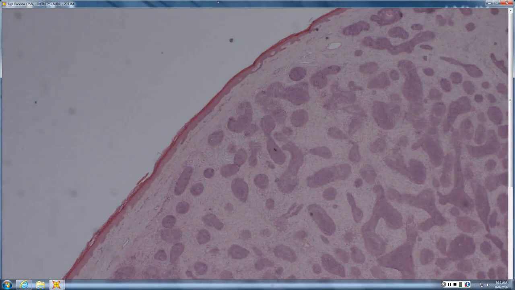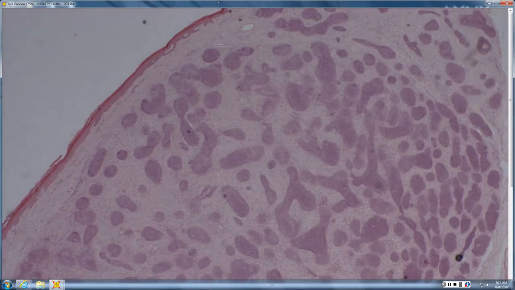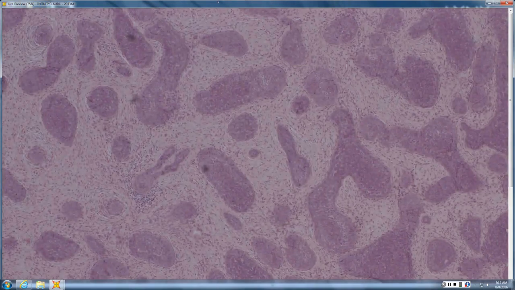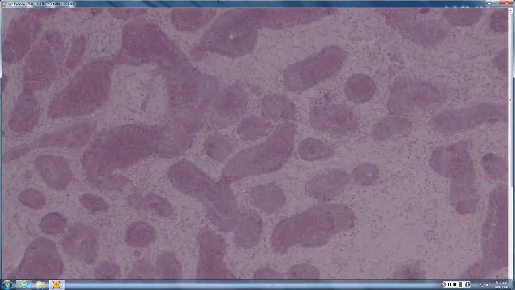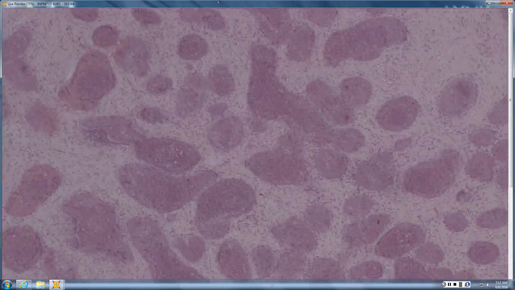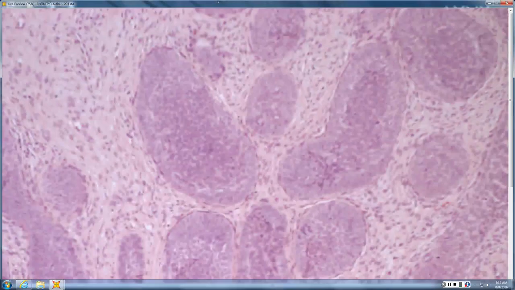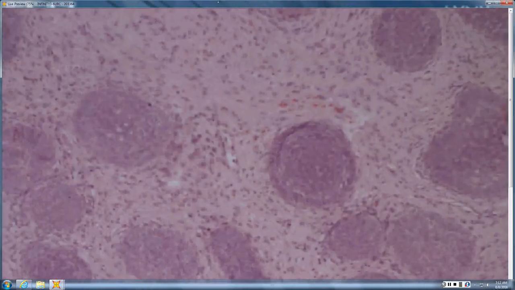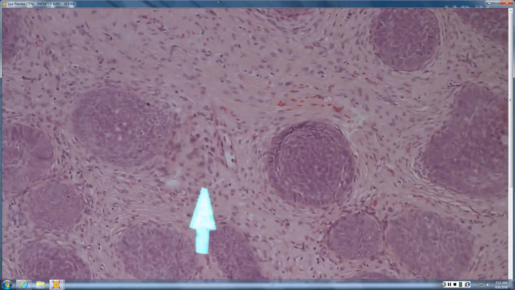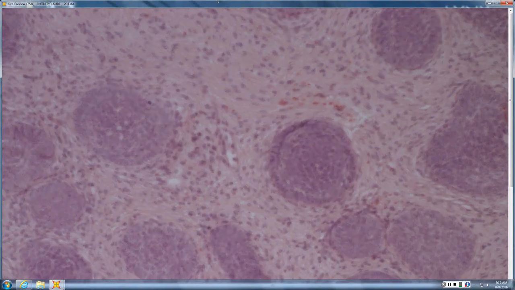All right. 12. Speaking of those. So basaloid islands, fibrous stroma, no tumor stroma clefting. Lovely contrast. There's no real horn cysts, right? So they're primitive blue islands. See if we can find our friends. There's one. So what do I want to call this one? Trichoblastoma. Good.